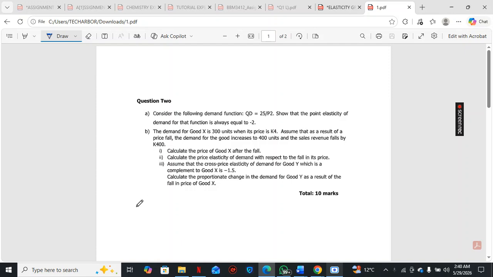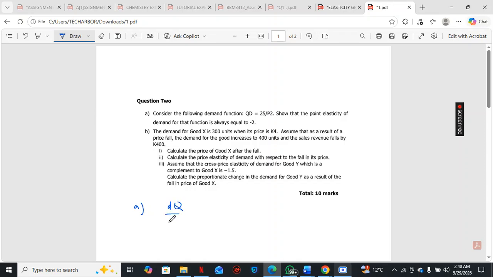So for part A here, point elasticity of demand, this is the formula. We're going to derive the demand function with respect to P, which is price, and I'm going to multiply that by the price over the quantity. Okay, this is the formula for point elasticity of demand. So let's do this in parts.